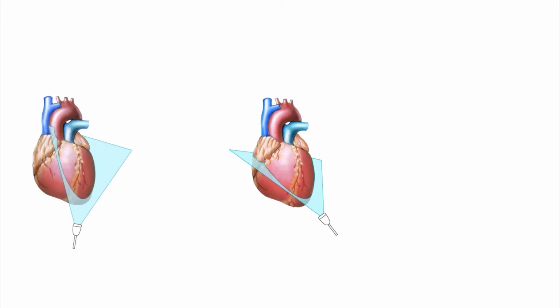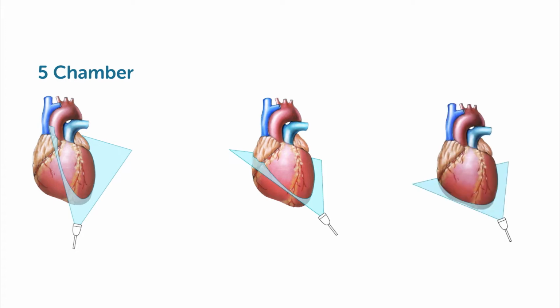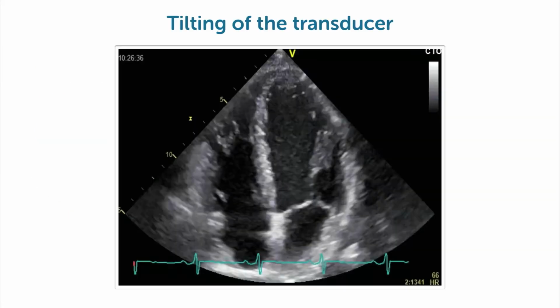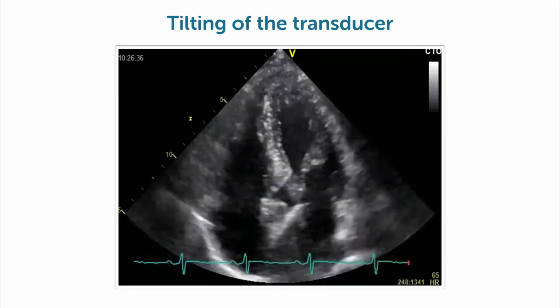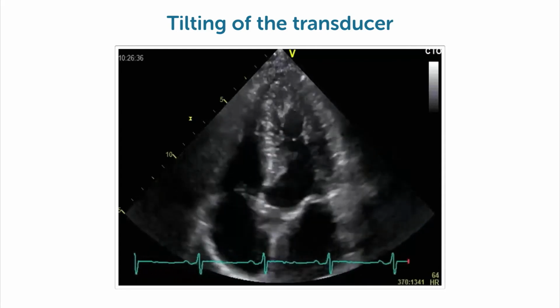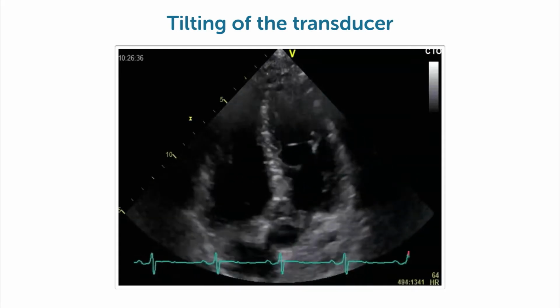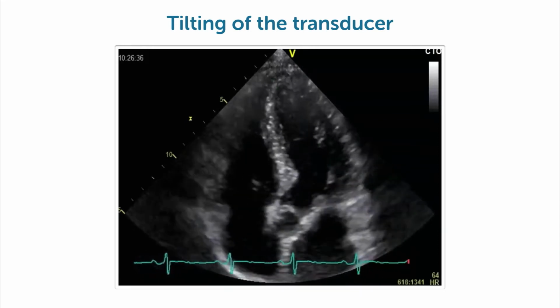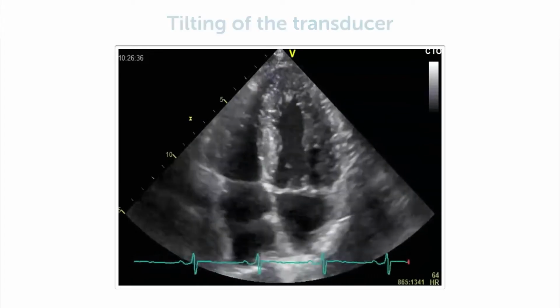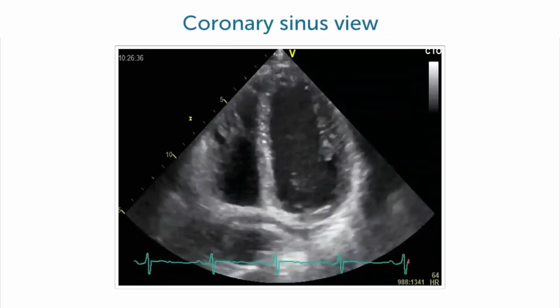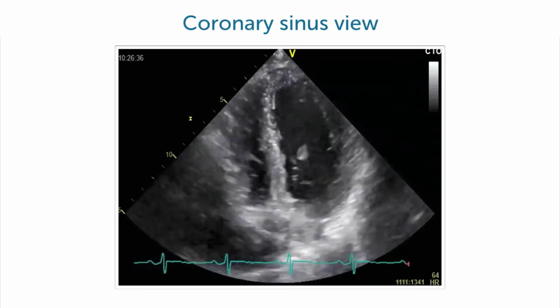And when you tilt the transducer more cranially, you generate a 5-chamber view. When you go posteriorly, so you tilt it caudally, you generate a coronary sinus view. And this is actually what happens. We are in 4-chamber view, we tilt the transducer more cranially, and the aorta opens with the ascending aorta. When we go back to 4-chamber view and we tilt more caudally, we generate the coronary sinus view. And here you can really see the coronary sinus.